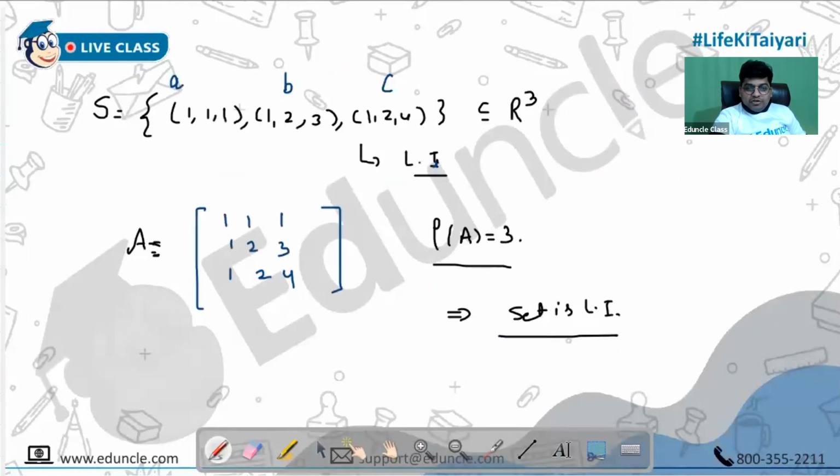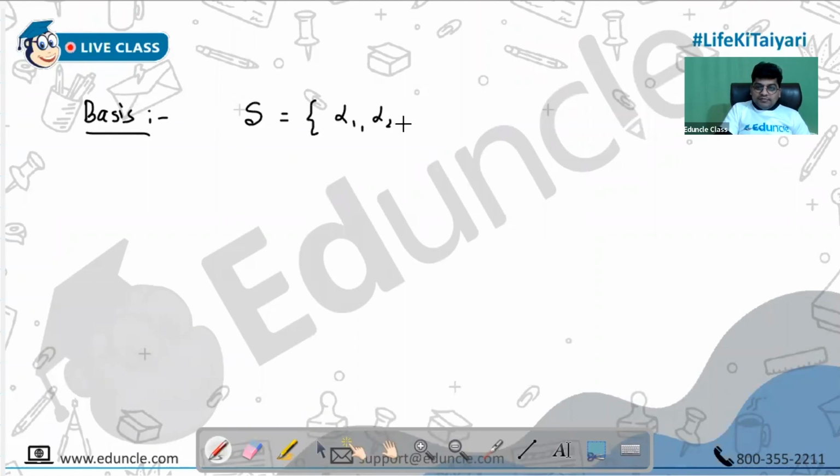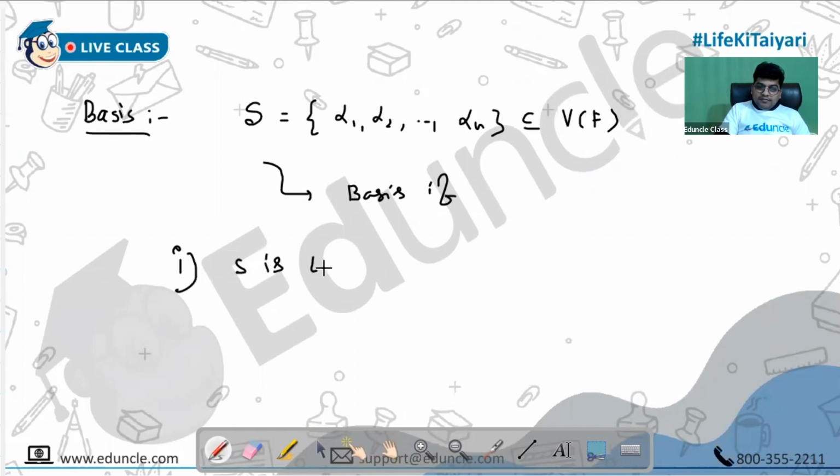And what is the meaning of dimension? First of all, you have to understand the concept of basis. Basis means you have a set S, and S contains n elements that are called vectors, and this is a subset of a vector space V. S is a basis if, number one, S is LI, and the span of S is equal to V.